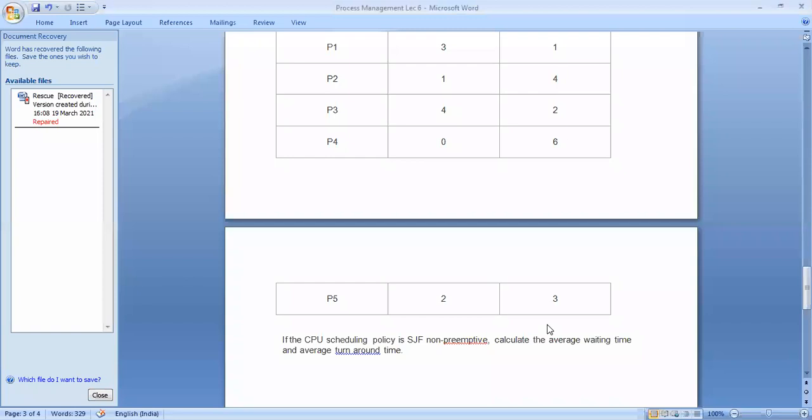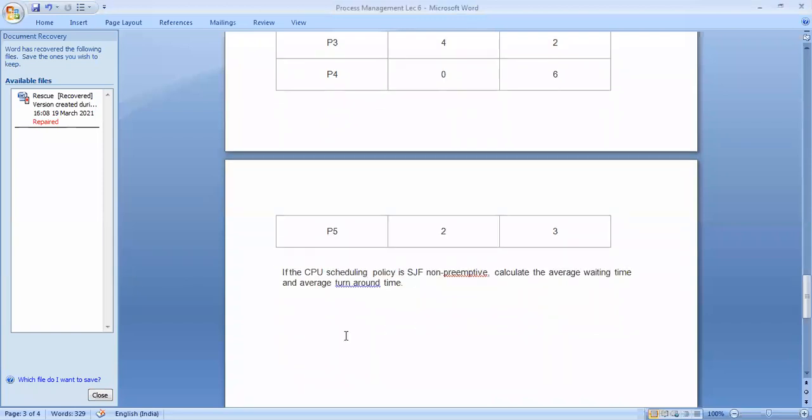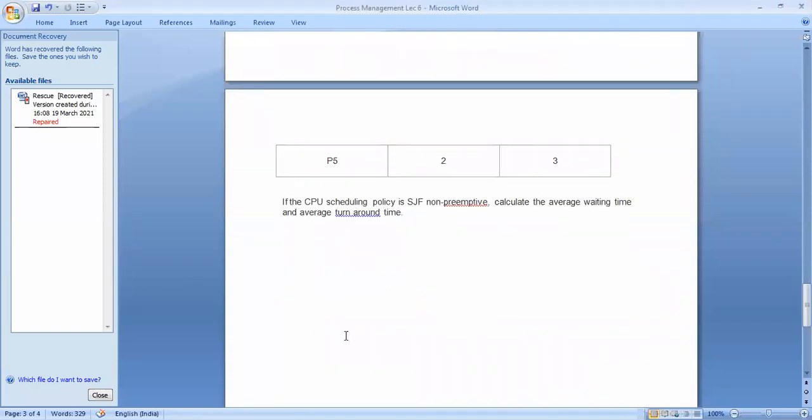Now visible. Screen is visible. Yes, sir.